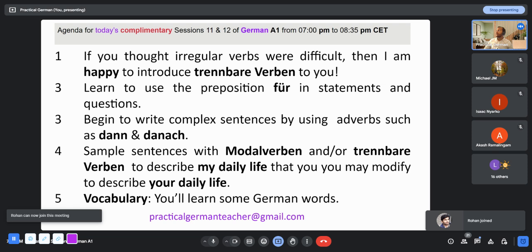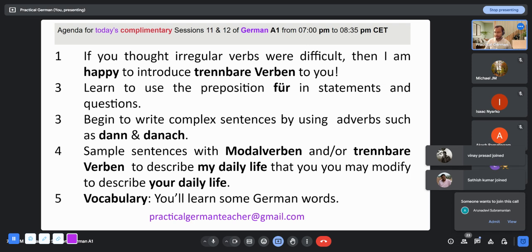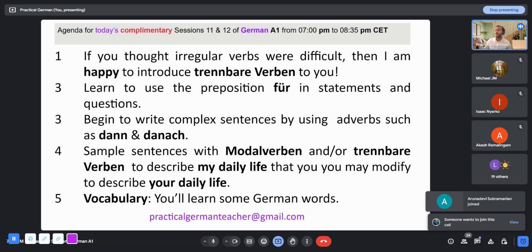Then you will learn, many of you already know this maybe from Duolingo if you're using it, but if you're not, you will learn the preposition für. It actually means for, and you will learn to use it. It's not that difficult. Then we will begin to write complex sentences by using adverbs such as dann and danach. It's not that difficult. There are these adverbs, so you can use them to write complex sentences. Complex meaning that so far you have only learned how to write one sentence, subject, verb, object, and you put a full stop and then you can write one more sentence.